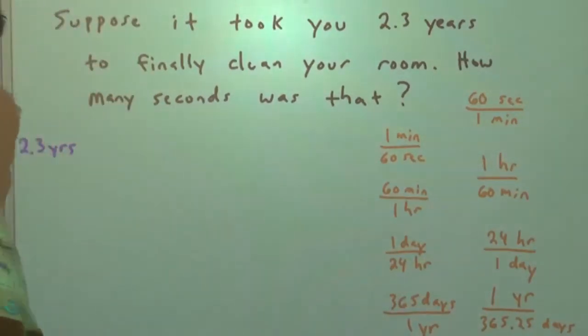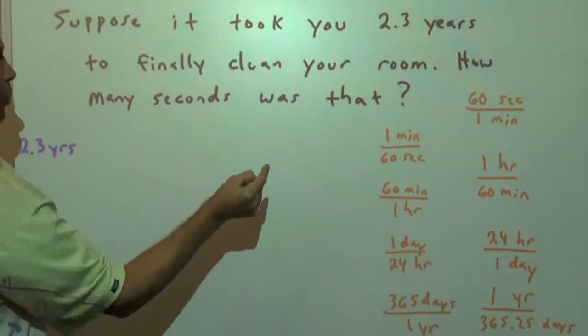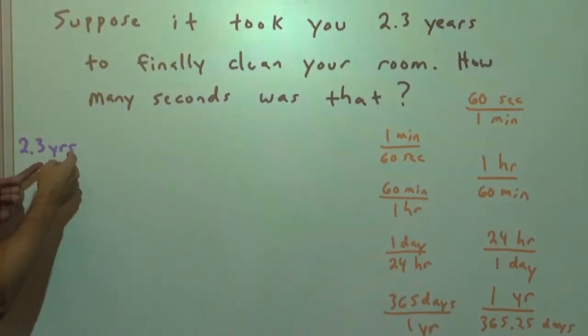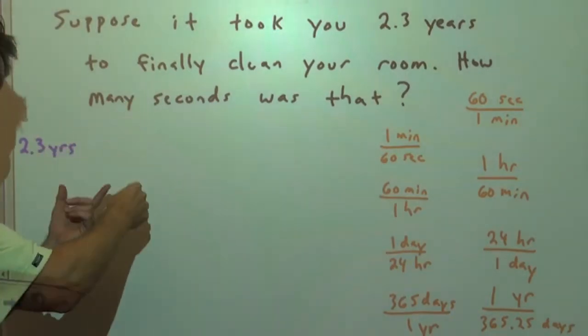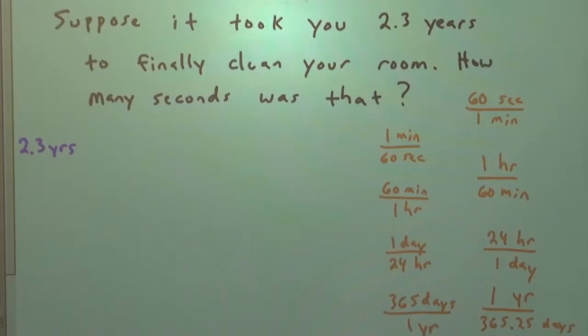Now the key is to keep multiplying this guy by values that are equal to 1 to get the years to cancel with years, and days with days, and minutes with minutes, so that all you're left with is seconds. So let's see how this works.